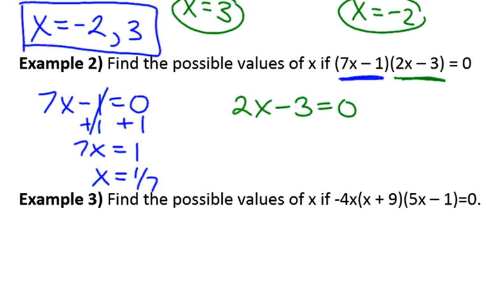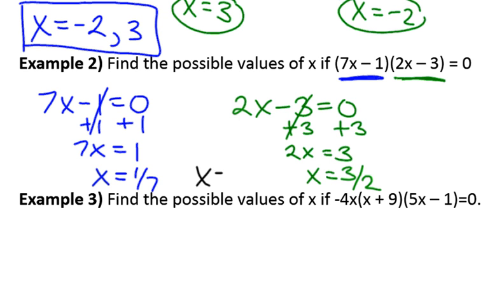So that's one possibility. The other possibility, in green, 2x minus 3 equaling 0. I add 3, so 2x equals 3. Divide by 2, and you get 3/2. So then to write my final answer, you would say x equals, the smaller one is 1/7, and then the larger one is 3/2. So those are the two numbers that would make that equation equal to 0.